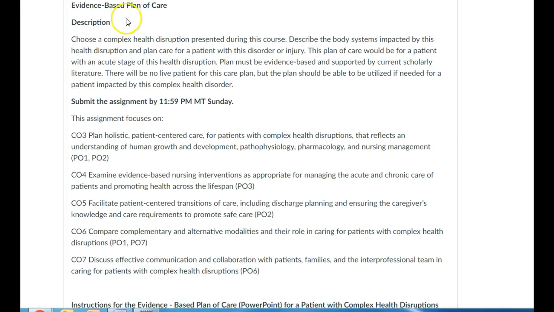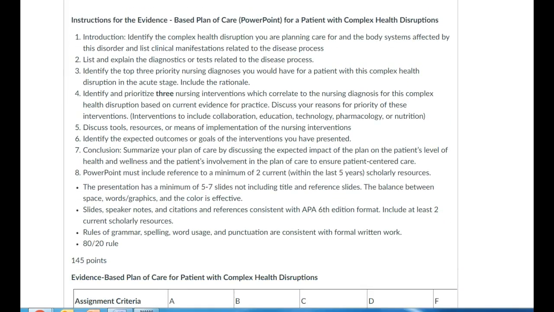So instead of choosing, we will choose for you, but then what you're going to do is describe the body systems that are impacted by that disease process and what the plan of care will be. And again, as we have you always do, support it with literature. Now, this is not an actual care plan for a patient, but is sort of a model care plan that you could use if you were caring for a patient, possibly with HIV or AIDS or one of the other listed disease processes. So here are the list of the competencies, which I'm not going to go through.